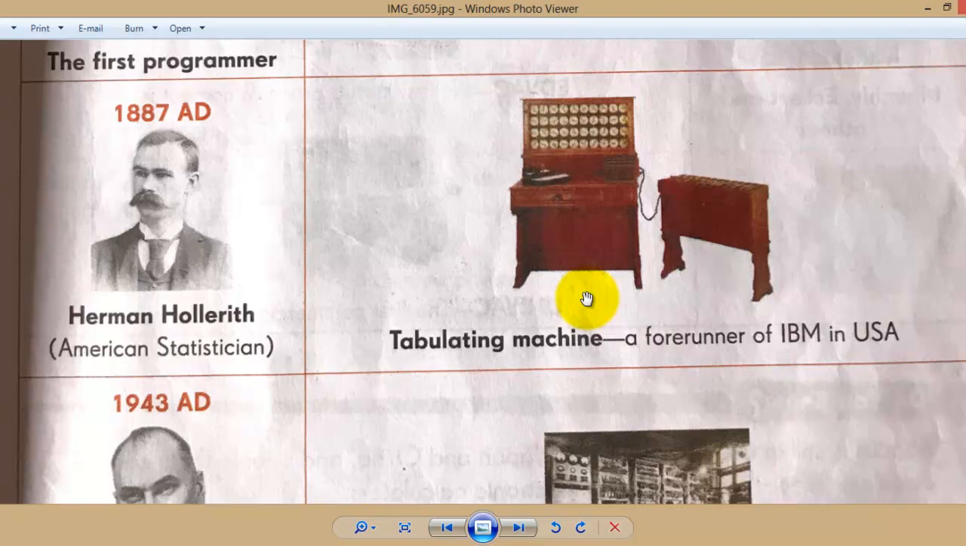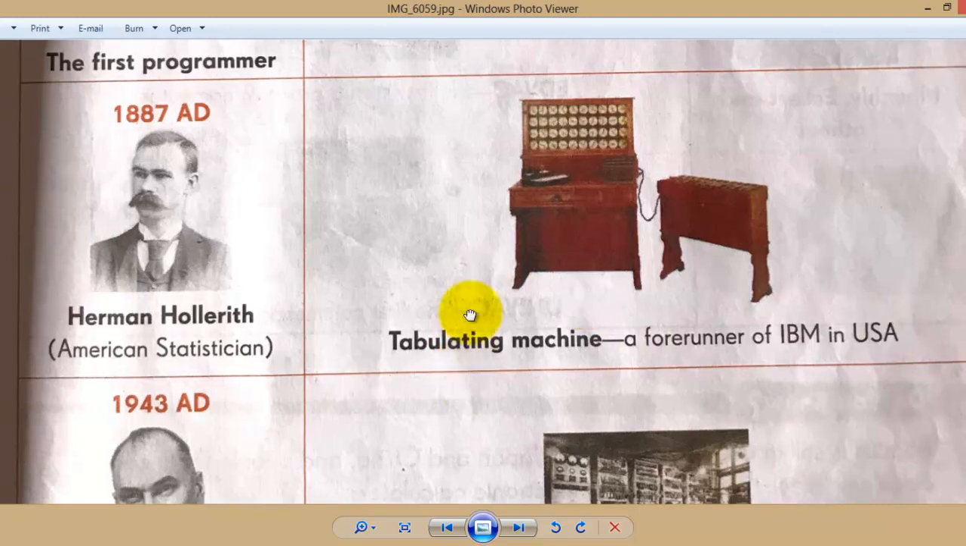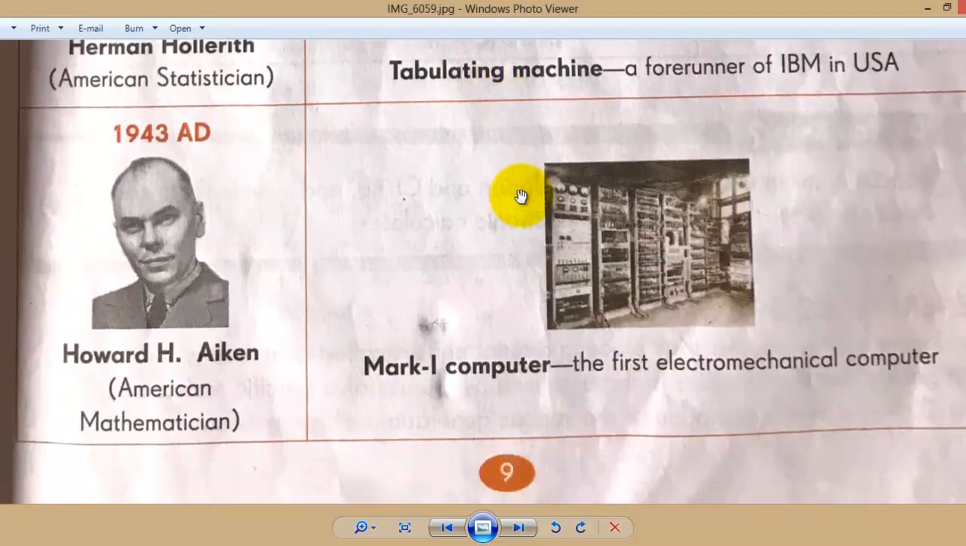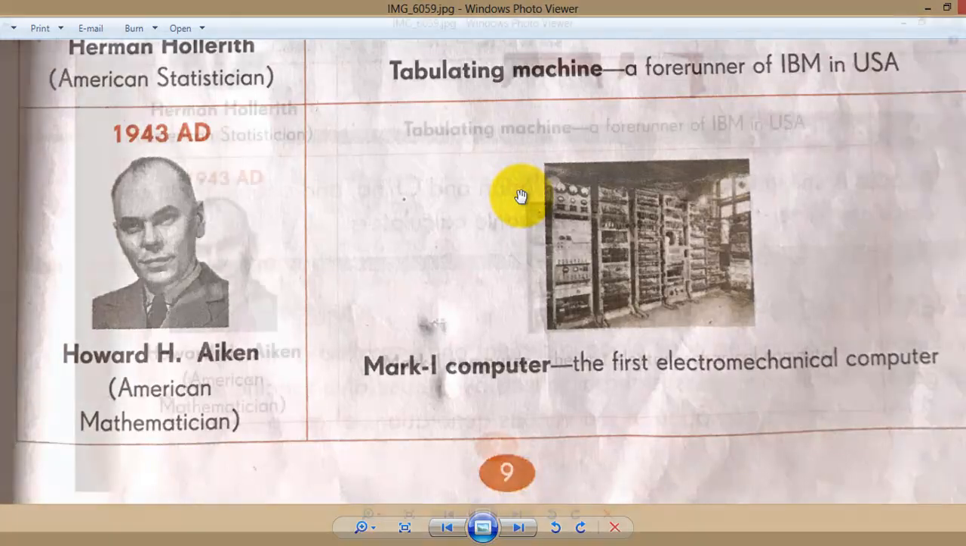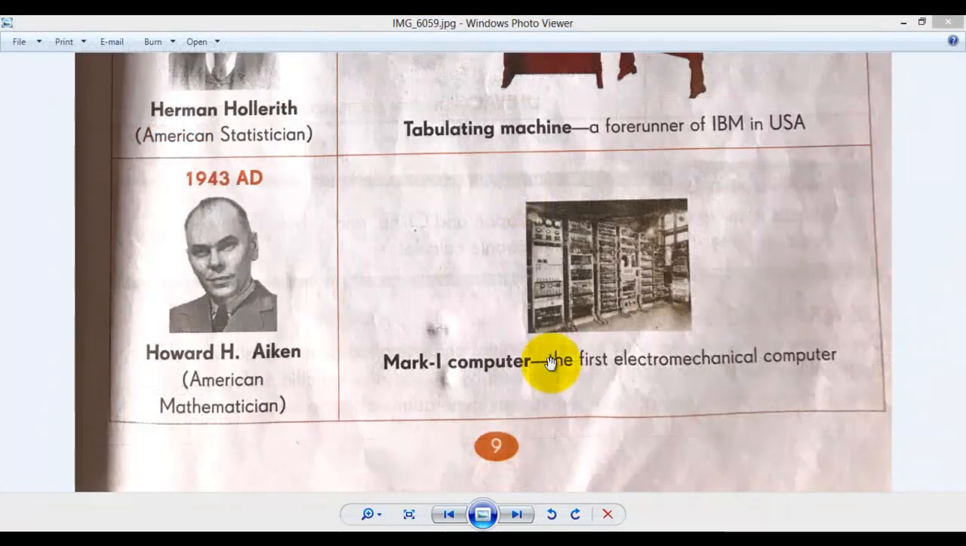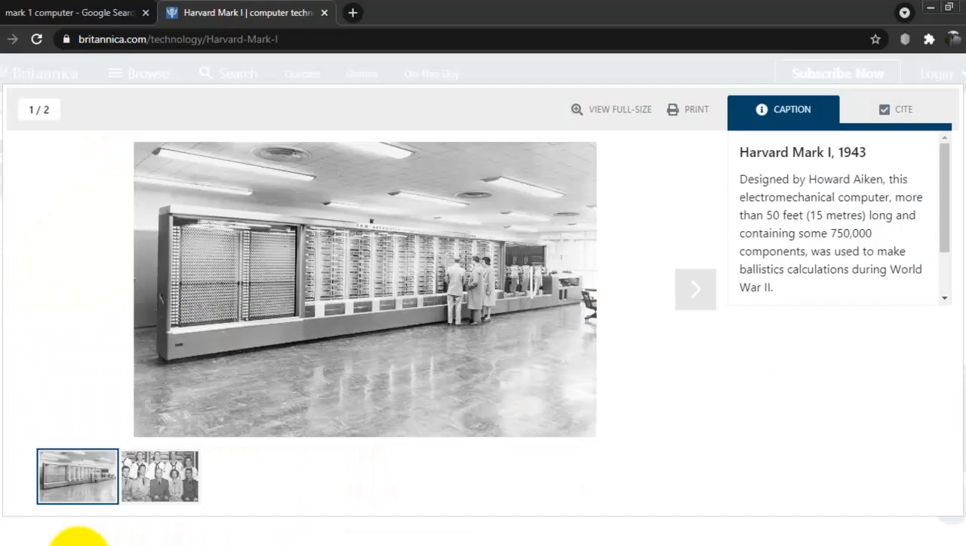Later on, after this, in 1943, Howard developed the Mark I computer, the first electromechanical computer. This Mark I has been very famous. I'll show you a clear picture. This American mathematician Howard developed this Mark I. Okay, let me show you. This is the picture of Mark I in 1943.